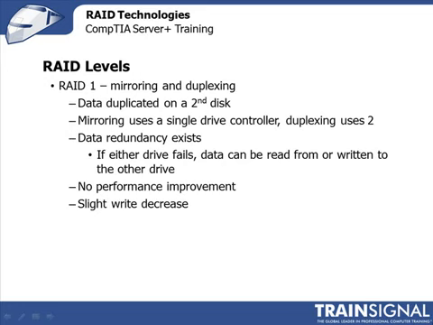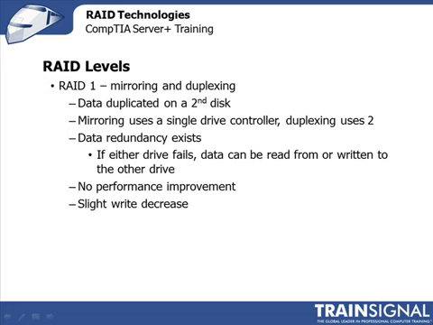Our next RAID level is RAID 1, and it's called mirroring and duplexing. With this level, data is actually duplicated on a second disk. The mirroring option uses a single drive controller, while duplexing uses 2, and is probably implemented less often. Unlike RAID 0, RAID 1 does feature data redundancy, so that if either drive fails, data can be read or written to the other drive. But with this level, you won't see any performance improvement, and you'll probably notice a slight write decrease.